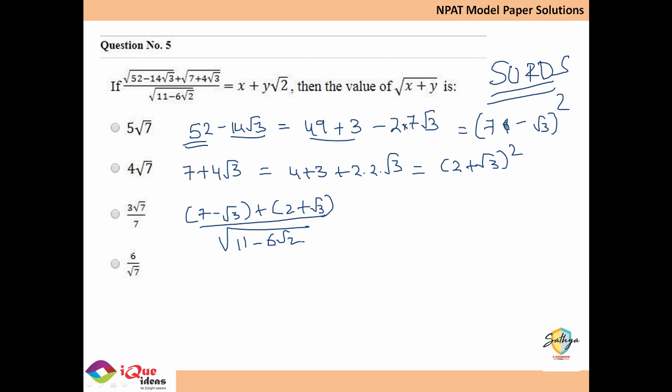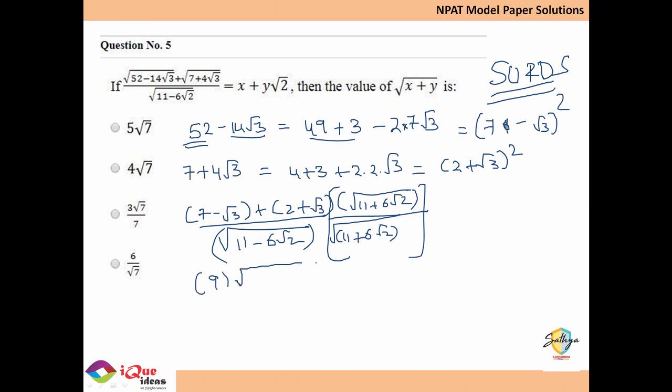Now under root of 11 minus 6 root 2, we can multiply this by under root of 11 plus 6 root 2, and the top also by root of 11 plus 6 root 2. So multiplying and dividing it by the same number does not change the value. Why did we do this? Take a look at it. The top, which is 9 into root of 11 plus 6 root 2.